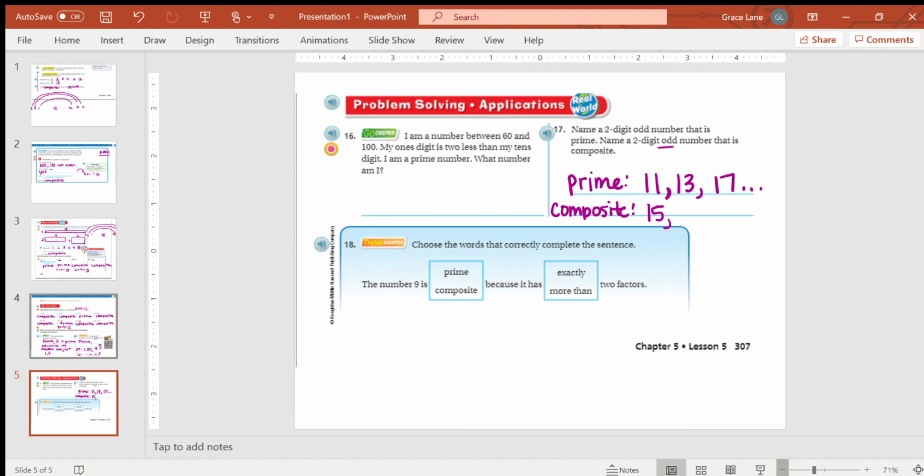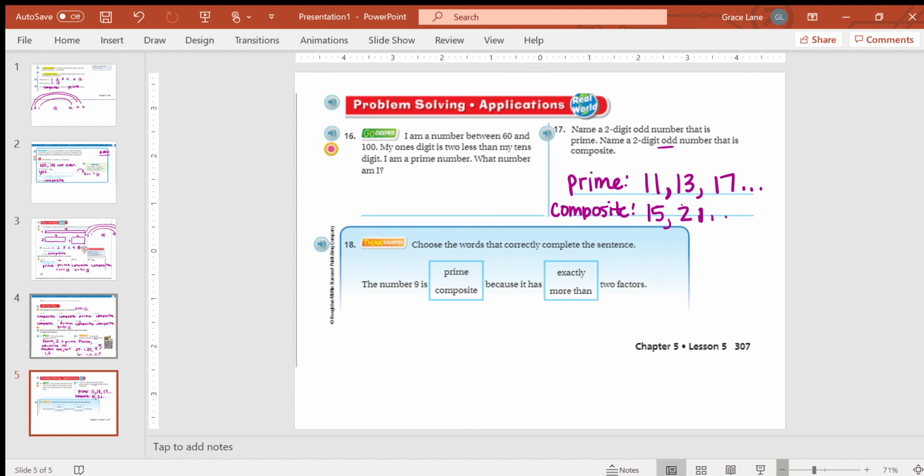Go to the next 2-digit number, 16 is even. 17 is a prime number, we already said. 18 is even. 19 is prime because 1 times 19, they're the only factors. 20 is even. But the next number, 21, is an odd number, and it's composite because I know that it has factors 7 times 3 and 1 times 21. So again, you could keep finding more if you want, but those are a couple examples.